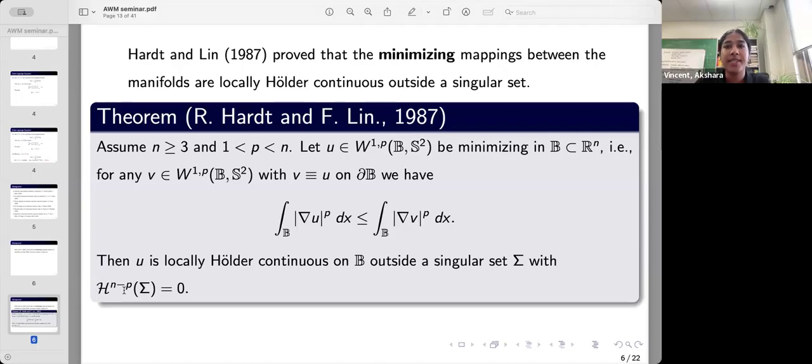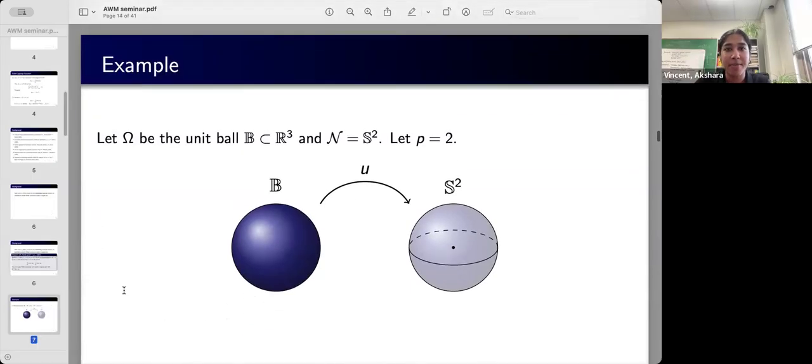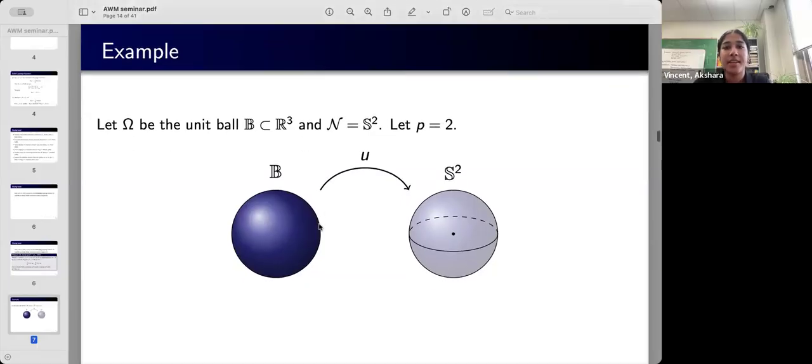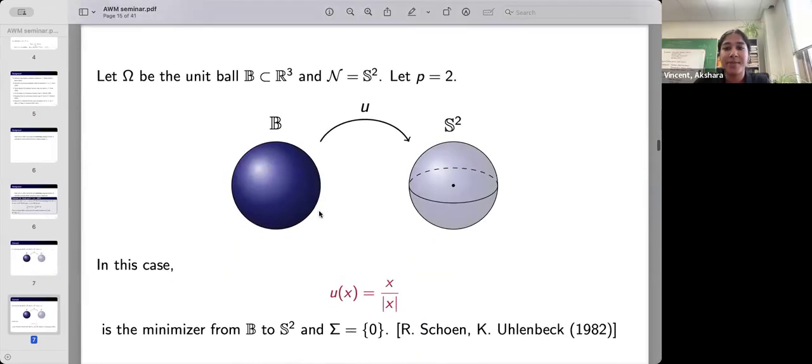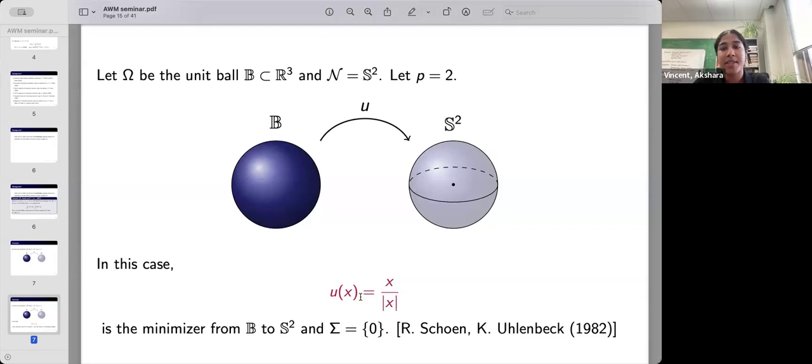To understand the theorem, first let me give an example to see what's going on. We take the case when our domain is the unit ball in R3, and your range is the unit sphere in R3. And look at the case when p equals 2. That means you have the L2 norm of the gradient as the energy. And let's look at this map, x over |x|, the simplest one we can think about. In fact, this is a minimizer of the Dirichlet energy.